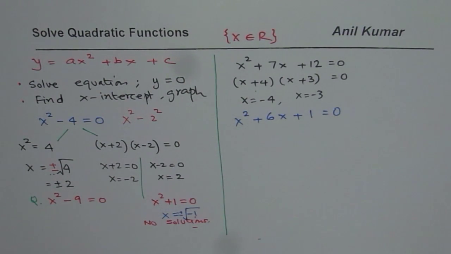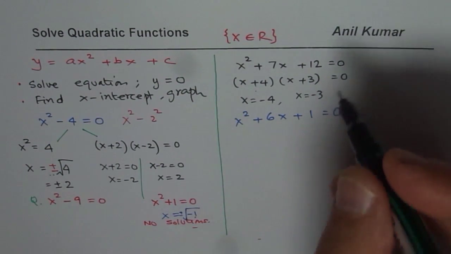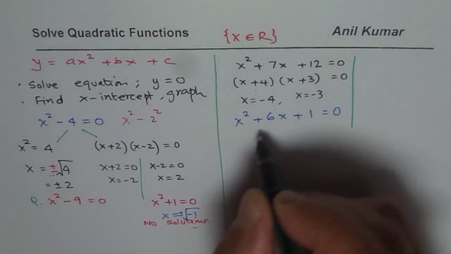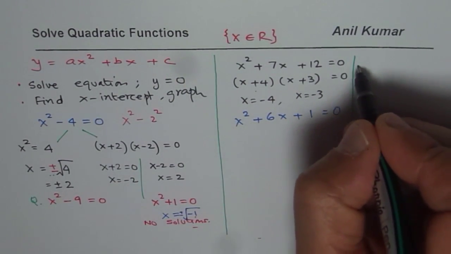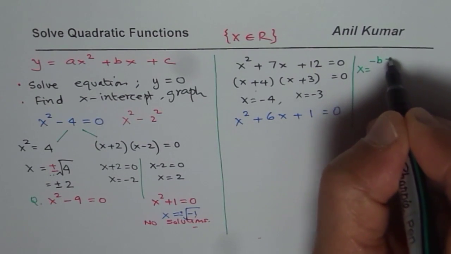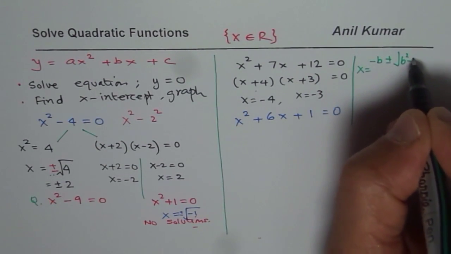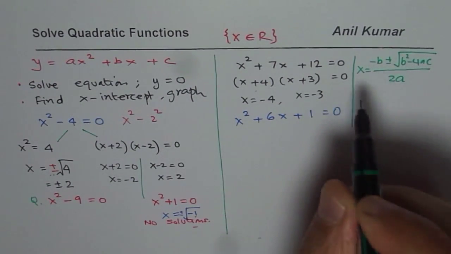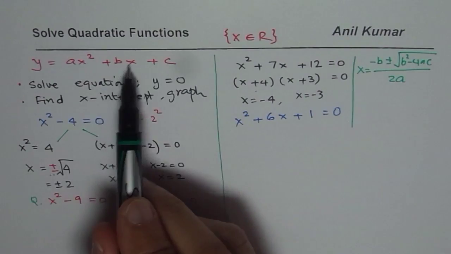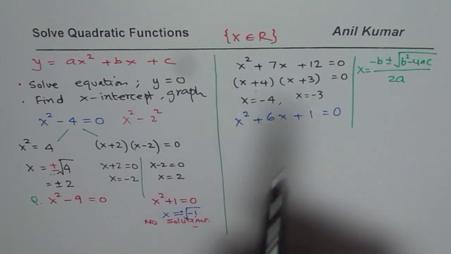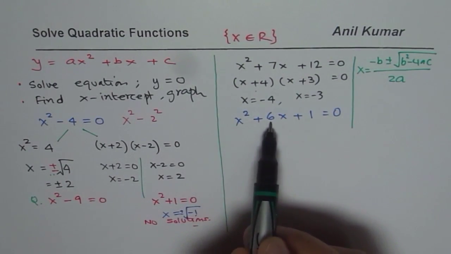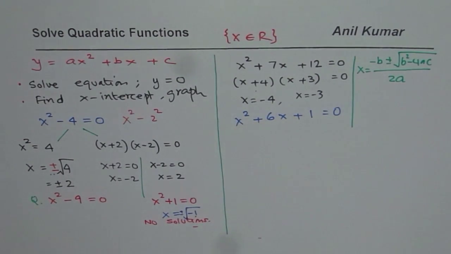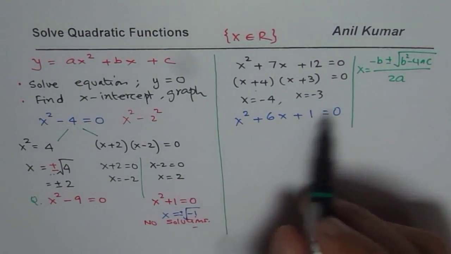That is a big question. Now, to solve this equation, you could use the quadratic formula. That is one way of doing it. So what is the quadratic formula? The quadratic formula is x equals minus b plus or minus the square root of b squared minus 4ac, divided by 2a, where a, b, c are the coefficients of x squared, x, and the constant. In this case, a is 1, b is 6, and c is 1, right?